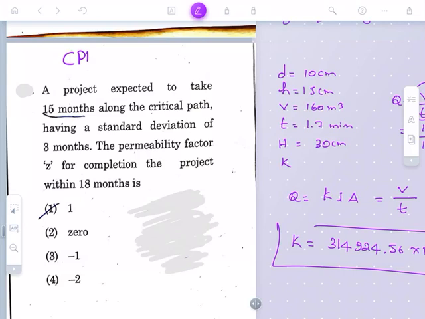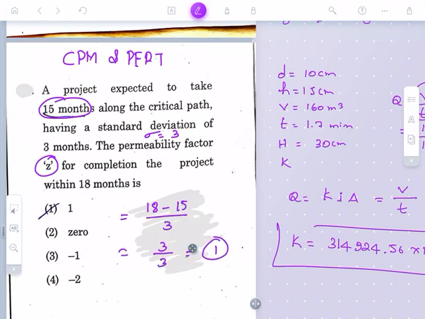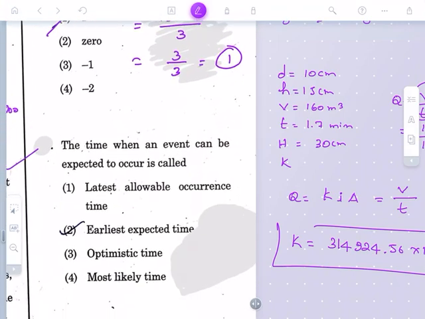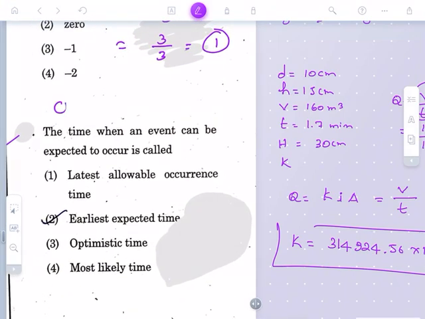This question is very important and very easy, from CPM and PERT. It is a direct question. The project is expected to take 15 months along the critical path, having a standard deviation. The value of standard deviation they have given as 3 months. Probability factor Z for the completion of the project within 18 months. Very simple: 18 minus 15 by 3, which is equal to 3 by 3. 1 is the answer, a direct answer.